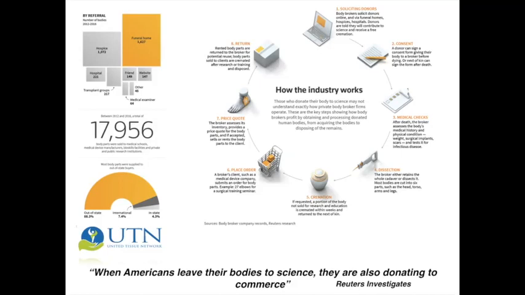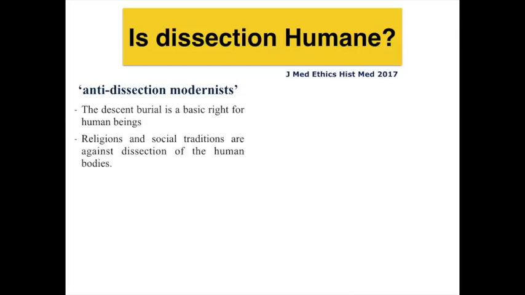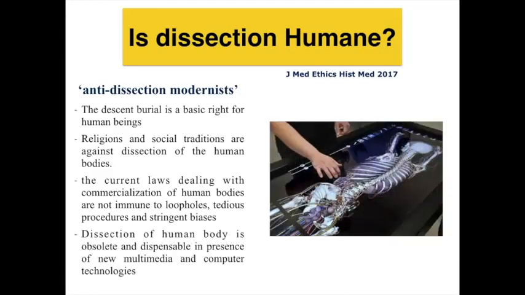So a new movement came again, called the anti-dissection modernists. And we returned back, after many hundreds of years, to the same questions: should dissection of human beings still be legalized, or should we stop it? And they built a lot of defense for this theory. Now you have anatomage and electronic media and simulators which can replace the dissection of the human body.